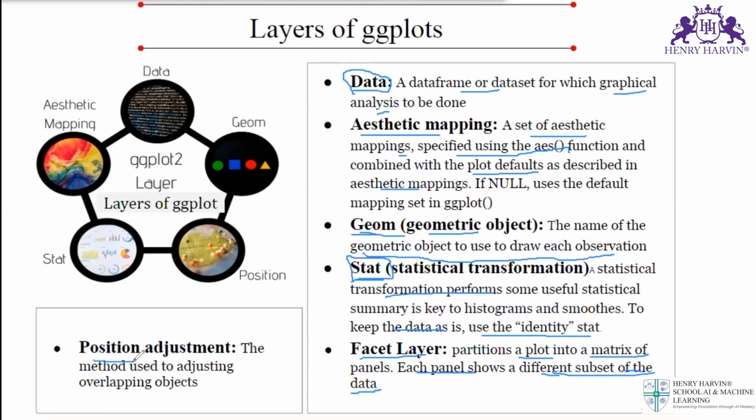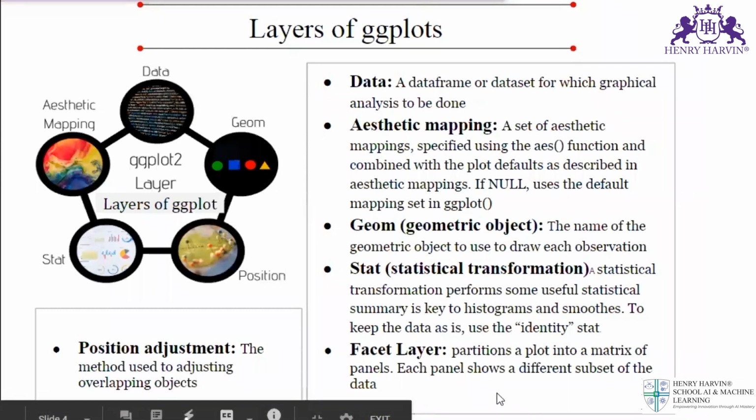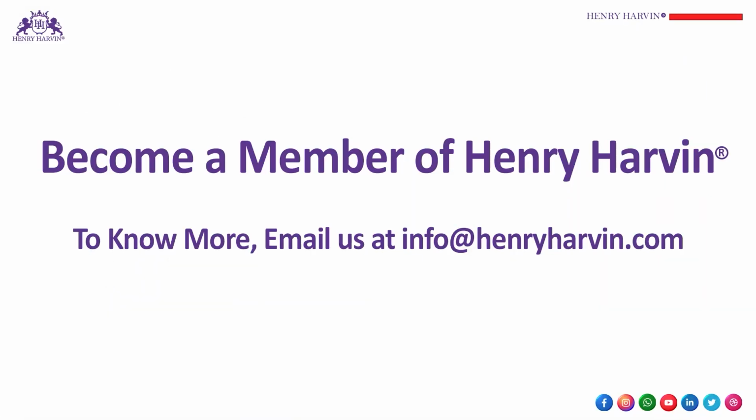Next is the position adjustment. It helps us position the objects or the points that you are plotting on your graph, and adjust the text of your graphs. So let's go to R and create some beautiful graphs using the ggplot package.